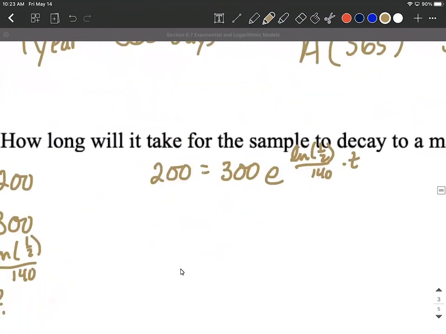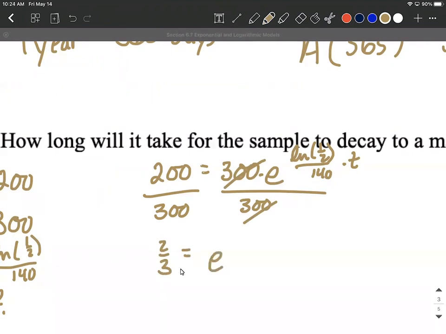So solving this down, let's isolate the e to the power. So I'm thinking let's get rid of the 300 first. And by get rid of it, I'm just moving it to the other side by dividing. So we can say 2/3 equals e raised to the natural log of 1/2 divided by 140. And I get it. These are some additional steps to keep copying down this fraction, but that's okay.